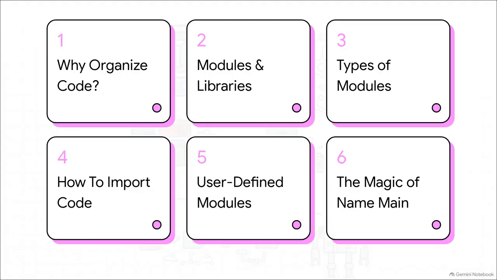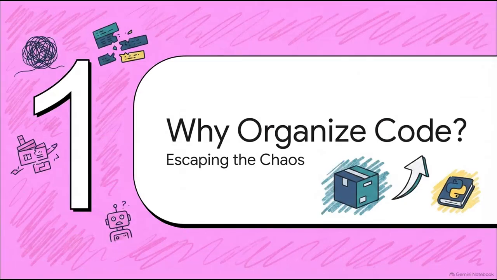Okay, let's dive into this. Here is the roadmap for today's explainer. We'll start with why you need to organize your code, clearly define modules and libraries, and explore the three main types of modules. Then we'll cover how to import code, how to create your own user-defined modules, and finally, the magic of name main.